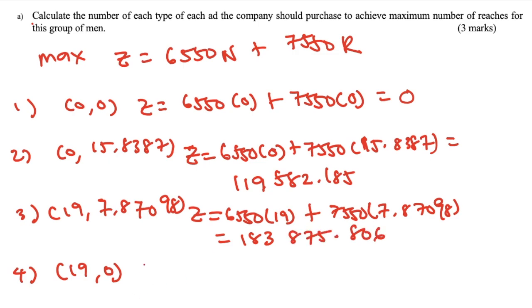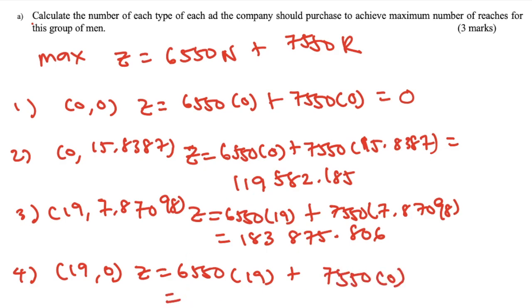183,875.806. Okay, the last one here is at 6550 times 19 plus 7550 times 0, you're going to get 124,450. Okay, out of these four possibilities, check the highest answer. The highest answer is this.